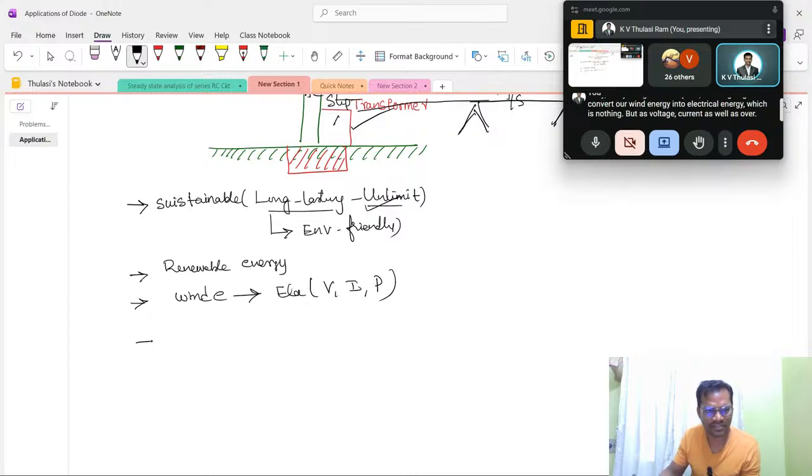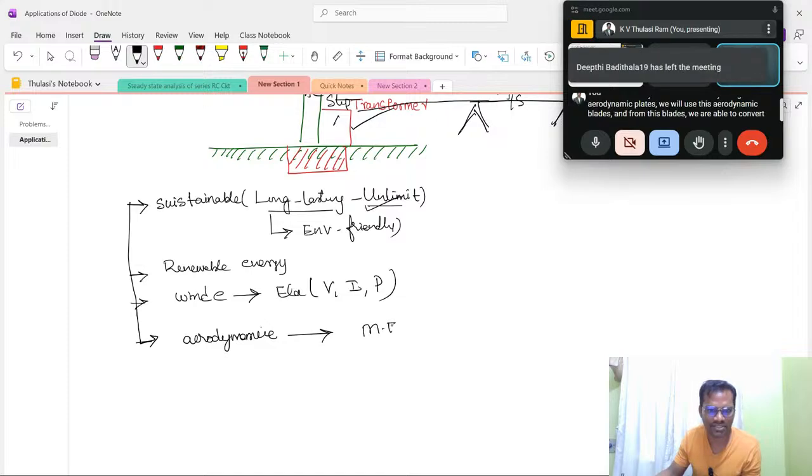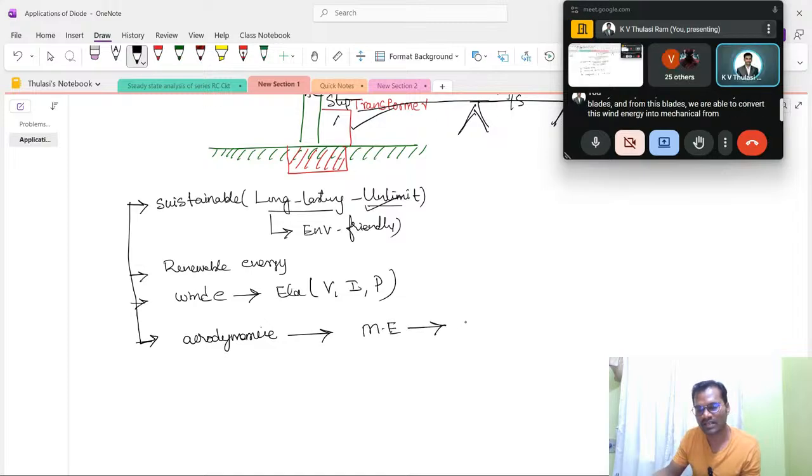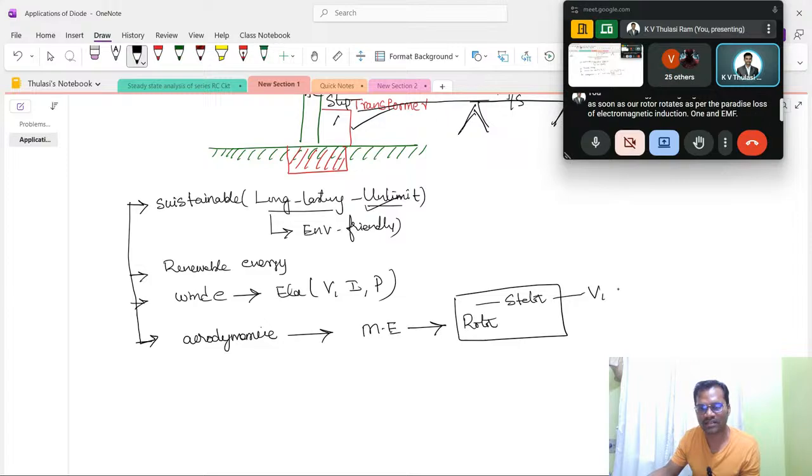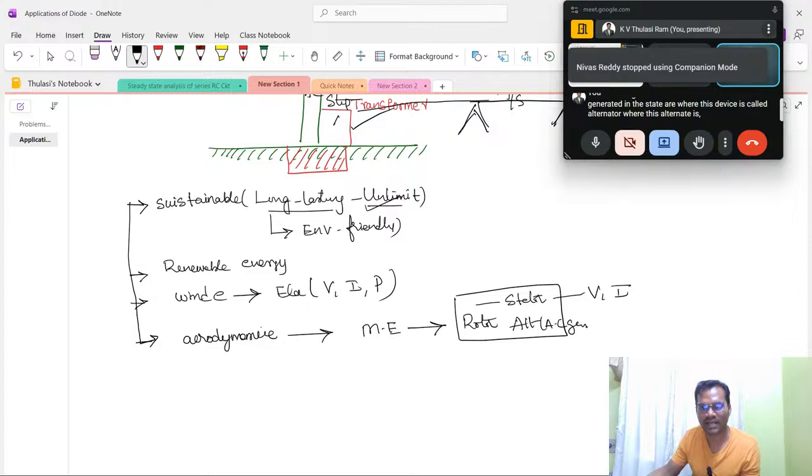And how these wind turbine plants operate is, we have aerodynamic blades. Using these aerodynamic blades, we are able to convert the wind energy into mechanical energy, and from this mechanical energy we rotate our rotor. As soon as our rotor rotates, as per Faraday's laws of electromagnetic induction, an EMF is generated in the stator, where this device is called an alternator, also called an AC generator.